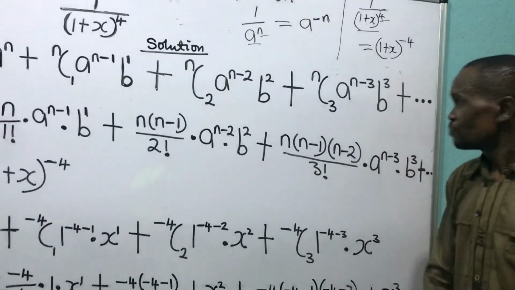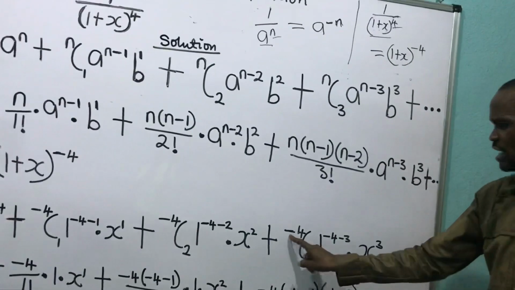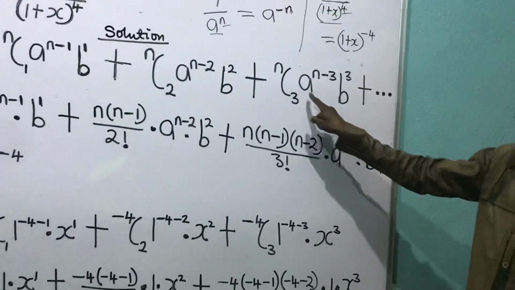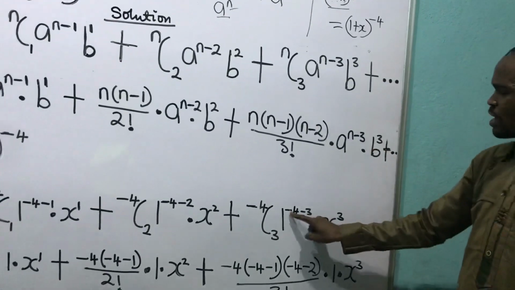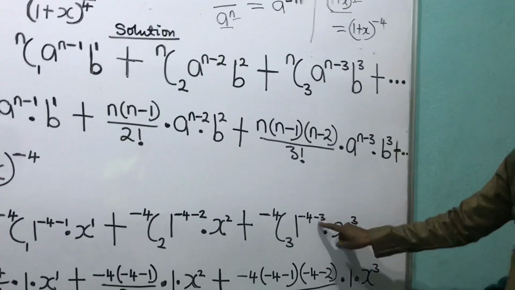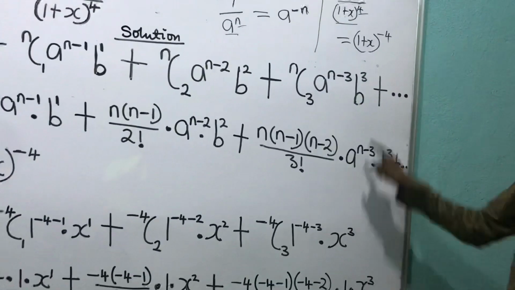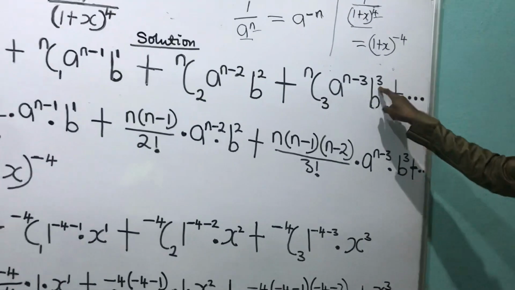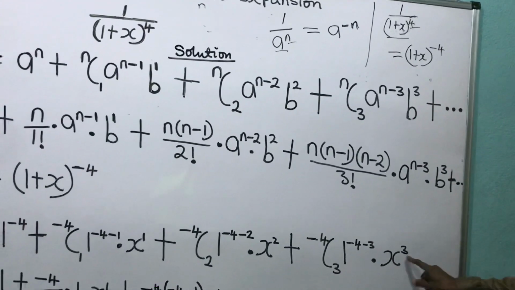Plus, then coming over here, out of minus 4, I'm choosing 3. Look at that, out of minus 4, I'm choosing 3. And my a is 1, raised to power n, which is minus 4 minus 3. And b is x, all raised to power 3. My b is x, then b is raised to power 3, x raised to power 3.